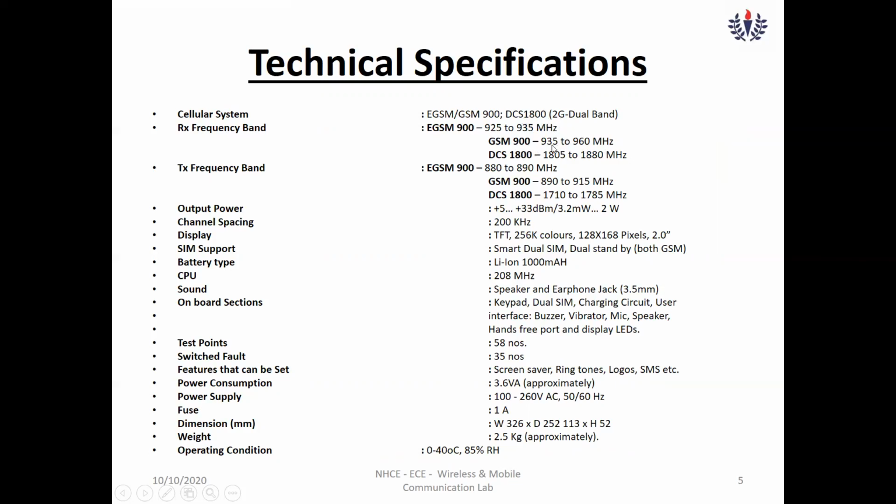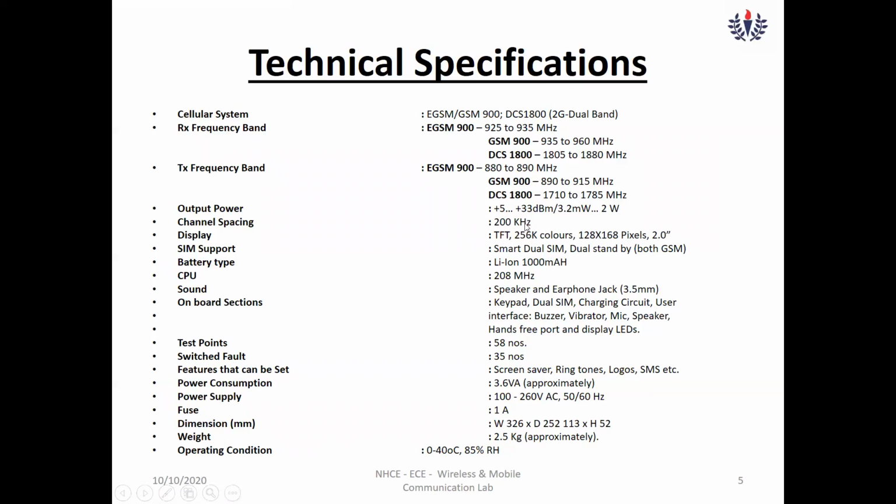And here you can see the transmitting and receiving bandwidth, out of which we can understand that it has a lower sideband and upper sideband, and we can estimate the bandwidth by subtracting the lower band from the upper band. In case of the first frequency band, 960 minus 935 will give you the operating bandwidth of the system. Similarly, all the bands are explained here, and we have an output power of 3.2 milliwatts to 2 watts, and the corresponding dBm, decibels in milliwatt, is explained here, and the channel spacing.